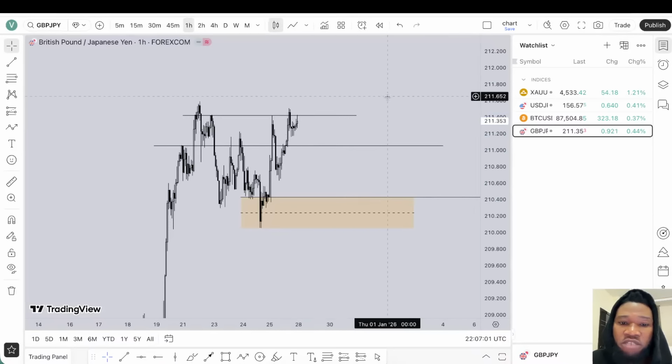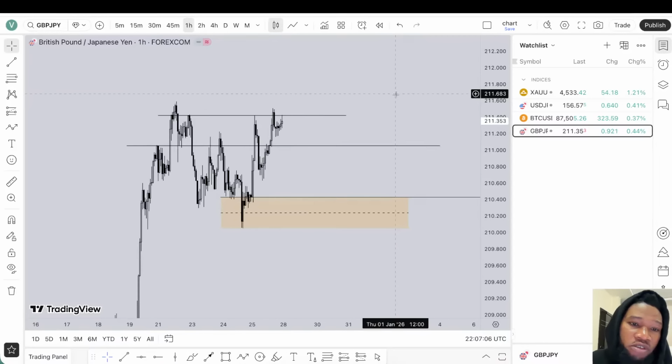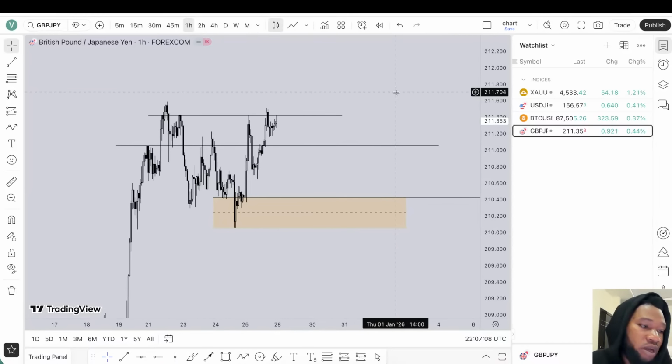Next year, the way the market is moving, next year is going to be an amazing year for those that are trading, because the way I'm seeing the structure, the way the candles are moving, it's going to be very amazing.